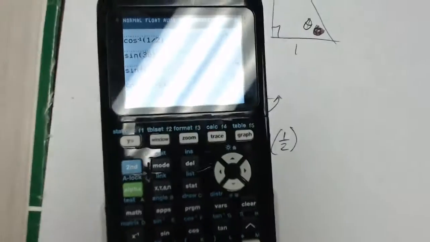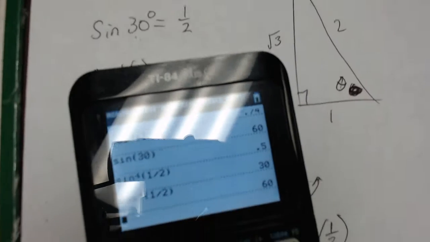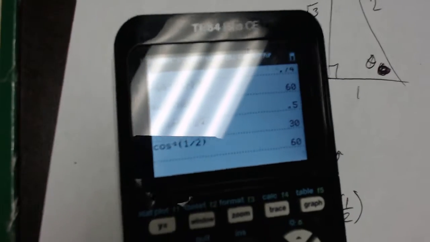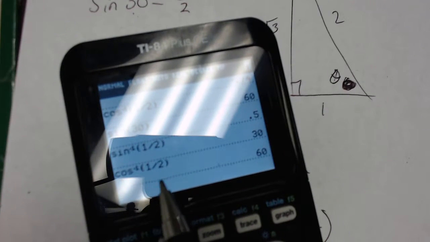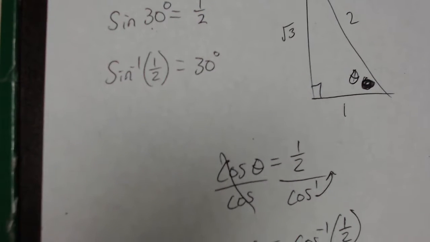Oh, I just realized that's a glare. There we go. So we have cosine -1, 1 divided by 2. We get 60 degrees. It all works out.